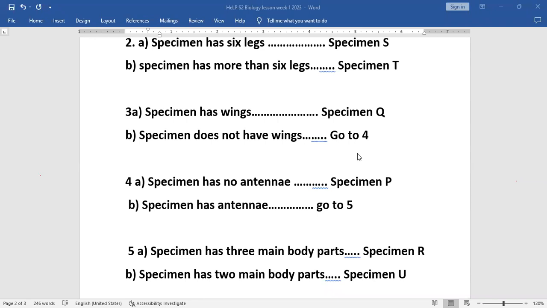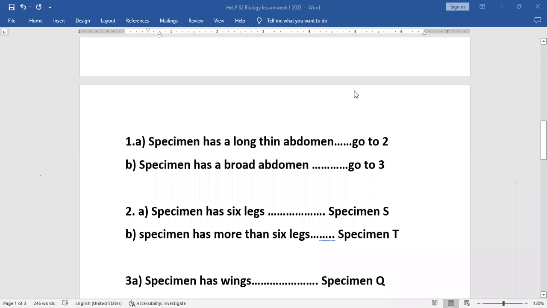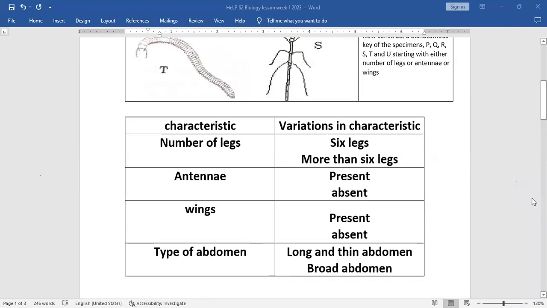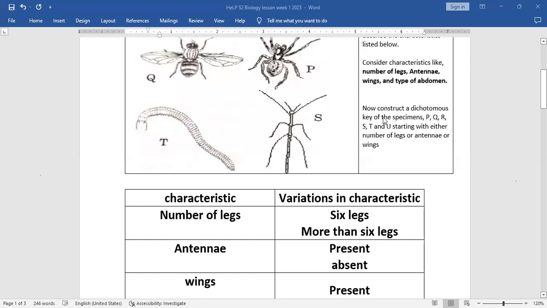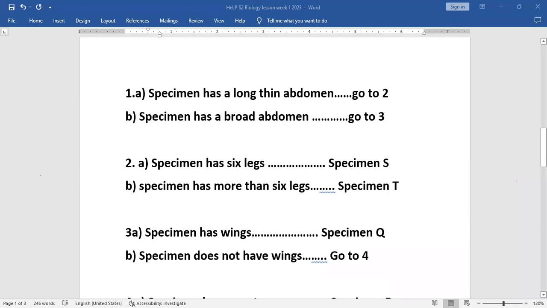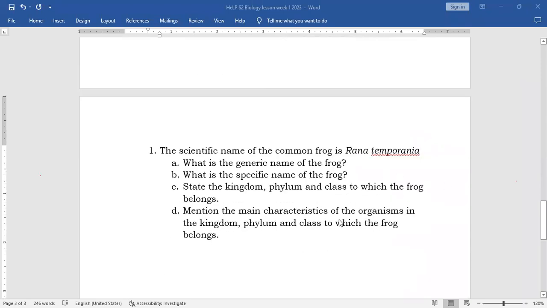Okay. So if we don't have any questions, I want to wind up there. I repeat, the homework, which is going to be done in a whole week, is that you're going to construct a dichotomous key of these specimens, P, Q, R, S, T, and U, but you're starting it differently from the teacher. You either use number of legs, antennae, or wings. When you're done with that, you will also attempt this question on classification. I hope by the time we meet, you will have done all those assignments. I'm going to share this on your WhatsApp group.